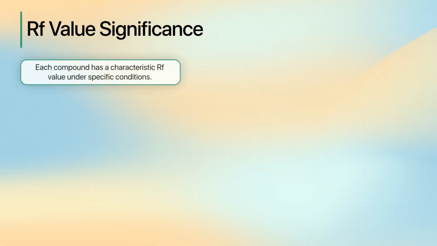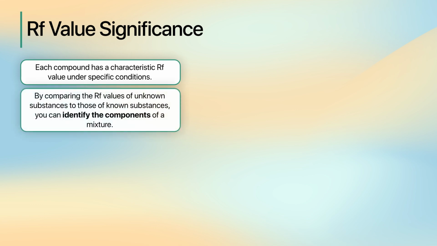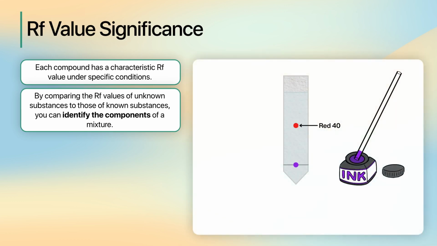Each compound has a characteristic RF value under specific conditions, like the type of paper and solvent used. By comparing the RF values of unknown substances to those of known substances, you can identify the components of a mixture. For example, suppose you performed chromatography on an ink sample and suspect it contains the dye red 40. You used a chromatography paper with ethanol as the solvent. After running the chromatogram, you obtained the following measurements.